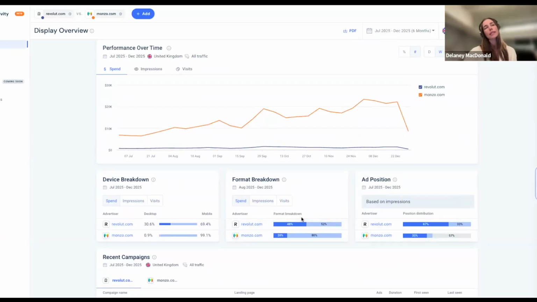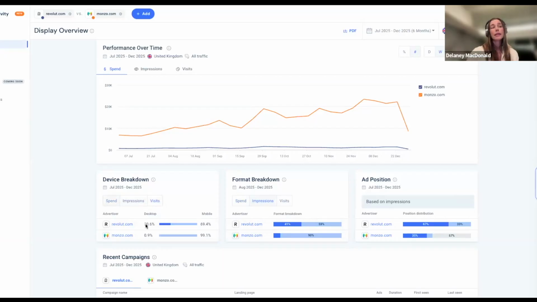Also, there's a strong contrast here in the types of formats that the two advertisers are using. So we see that Revolut is much more focused towards video, spending nearly 50% on this particular format and getting a lot of impressions from that as well. Final note here, it's quite interesting to see that Monzo is nearly 100% focused on mobile, which might be a good strategy if they were focused only on visits.